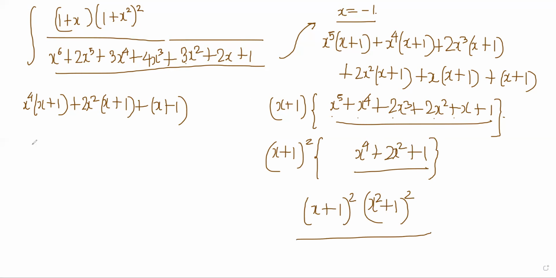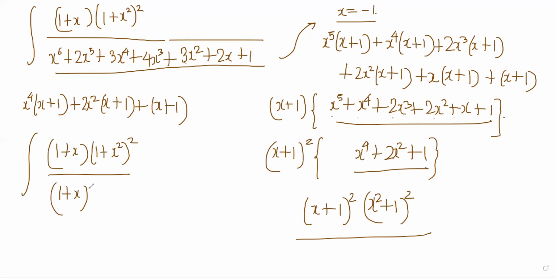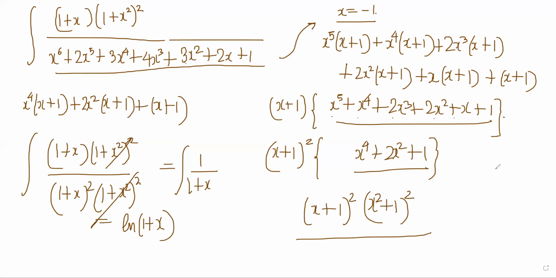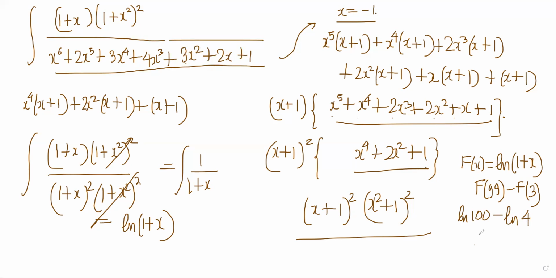Now notice that simplifies your matters immediately. You have 1 plus x square whole square divided by 1 plus x whole square, 1 plus x square whole square. You cancel off, you get integral of 1 by 1 plus x, which is ln 1 plus x. And now that is your f of x. F of x is ln 1 plus x. So f of 99 minus f of 3 will be ln 100 minus ln 4, which is ln 25, right? So that will be your answer, ln 25.